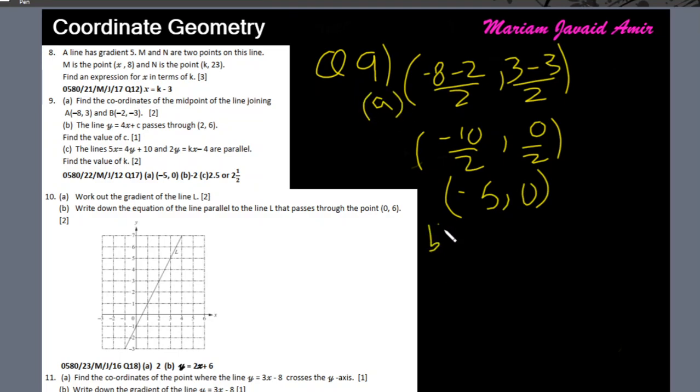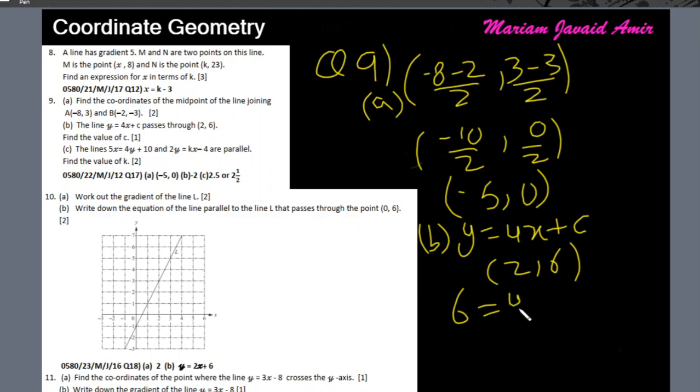9a. For part B, we have the line y equals 4x plus c passes through (2, 6). Find the value of c. So we have this equation. Simply substitute these points here: 6 instead of y, 2 instead of x, plus c. So c becomes minus 2. So we were supposed to find c and we found c.